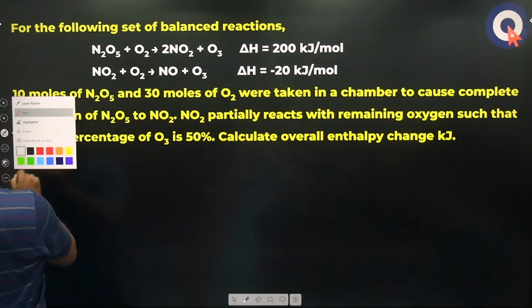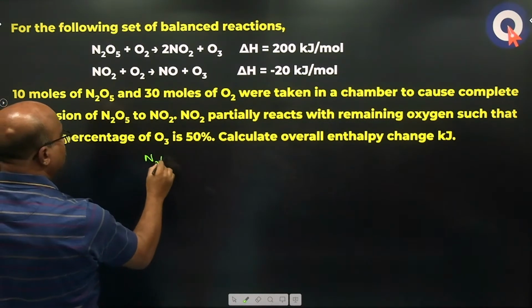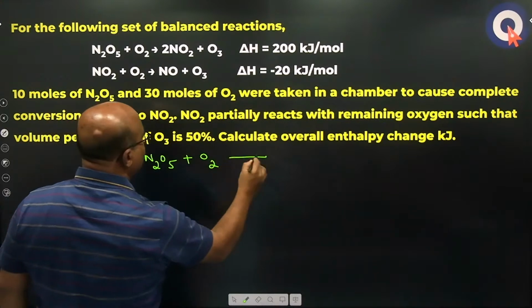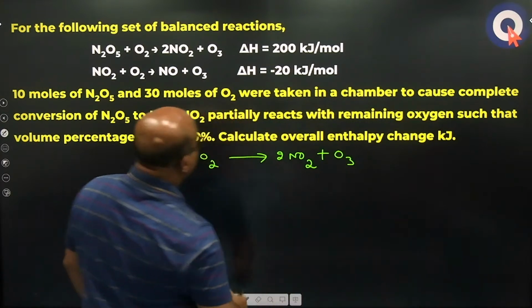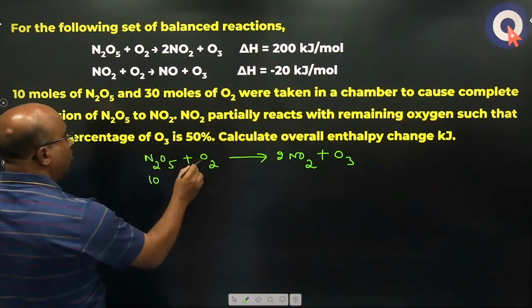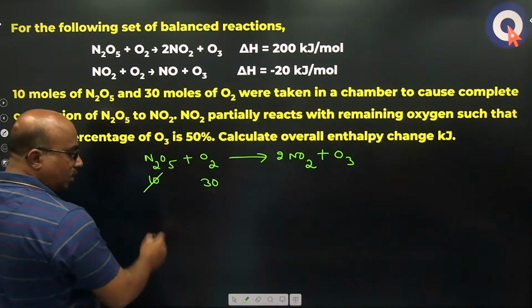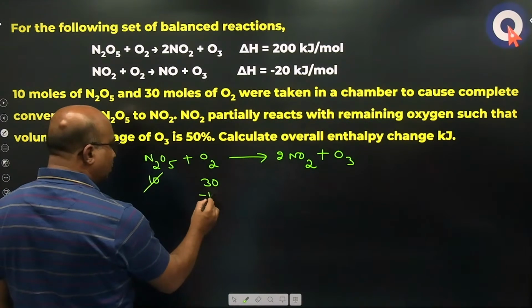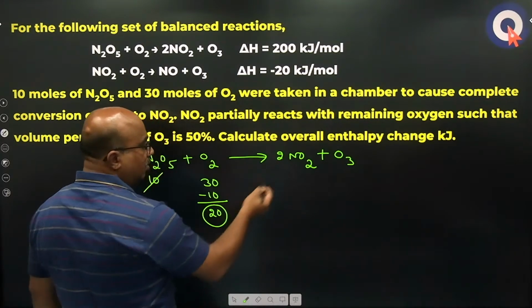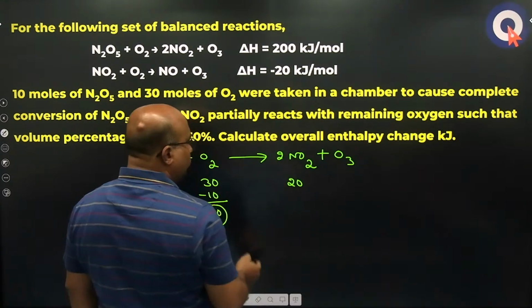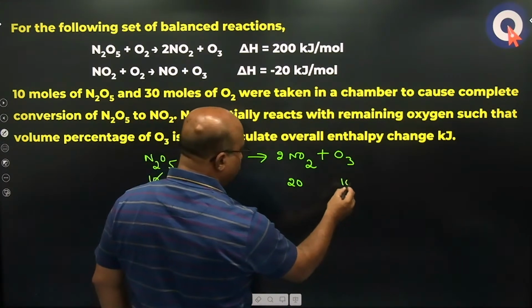Now suppose the reaction is the N2O5 reaction. He is already saying the N2O5 is completely converted. So how much of this do we have? 10. How much of this do we have? 30. But this 10 completely converts according to the given condition, so this is also minus 10. So 20 will be left here. 20 moles are left, because for 10 moles you will get 20 according to the stoichiometry, and this as 10 moles.